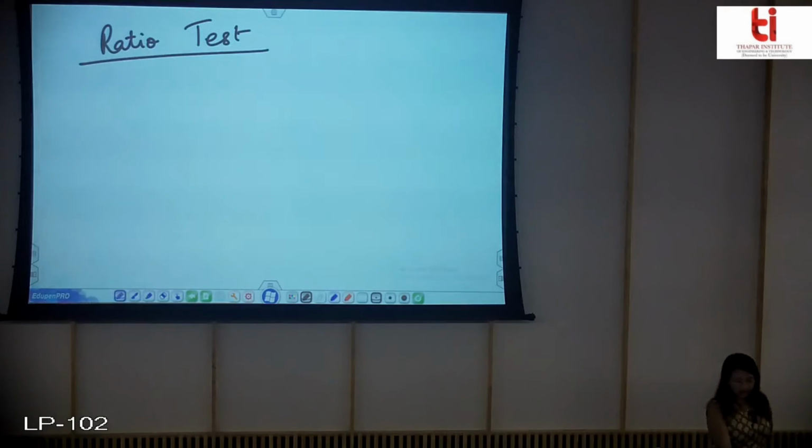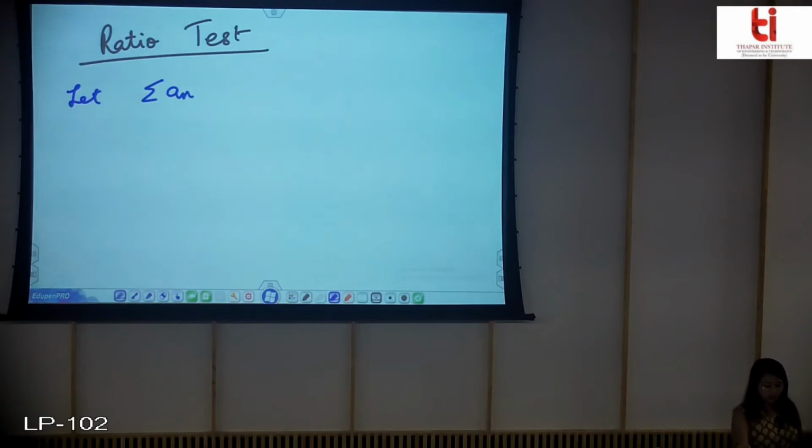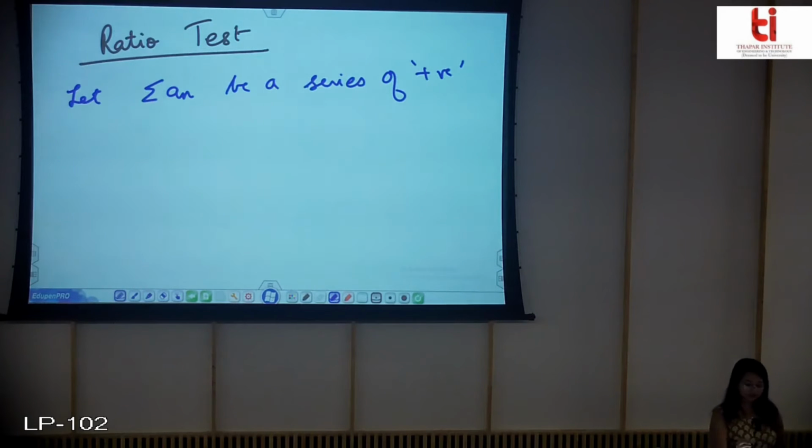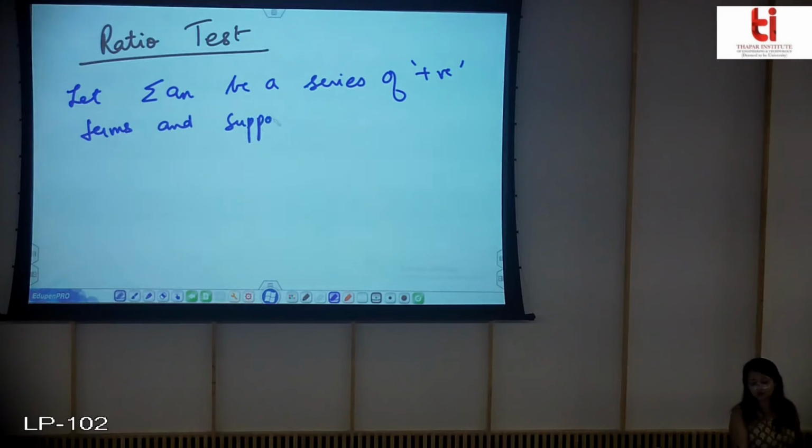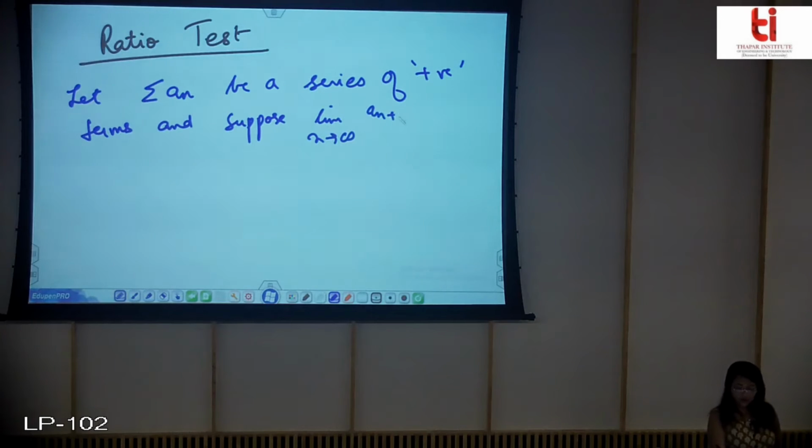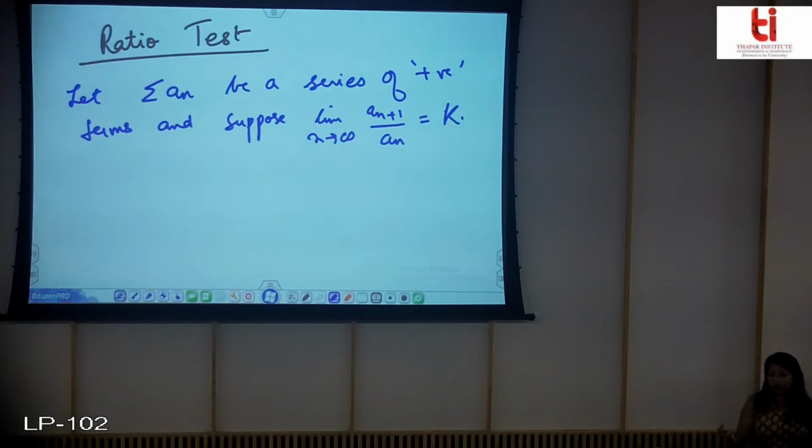This test is called the ratio test. So let's see what it says. It says: let summation of a_n be a series of positive terms, and suppose you took the ratio between the (n+1)th term and the nth term, and the limit as n tends to infinity comes out to be k.